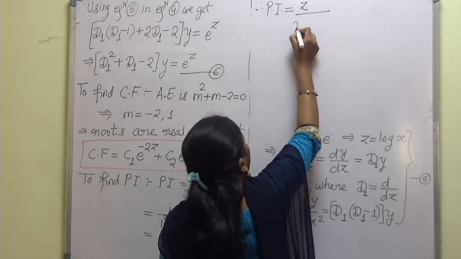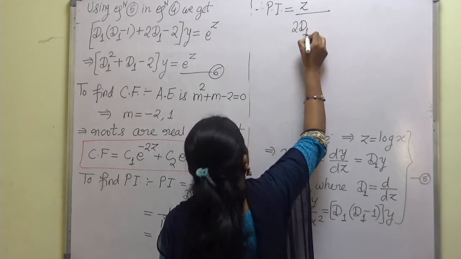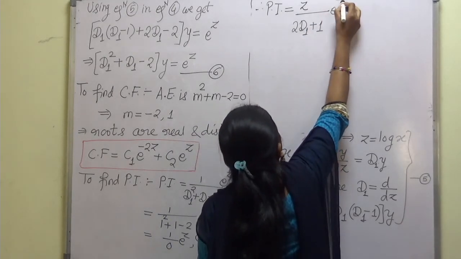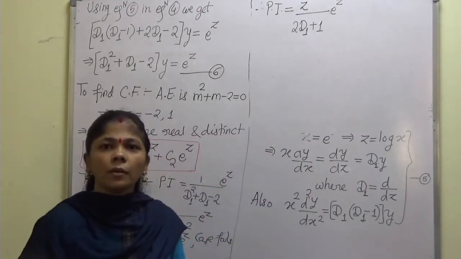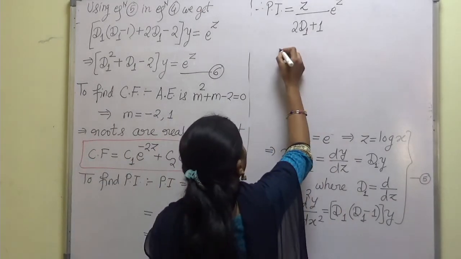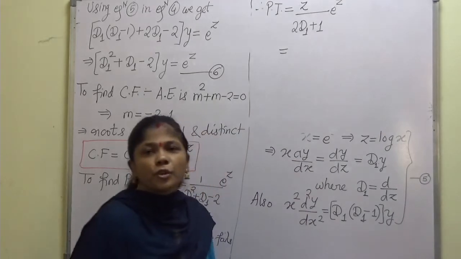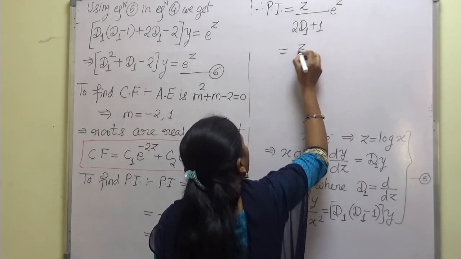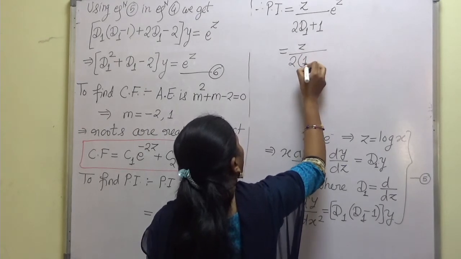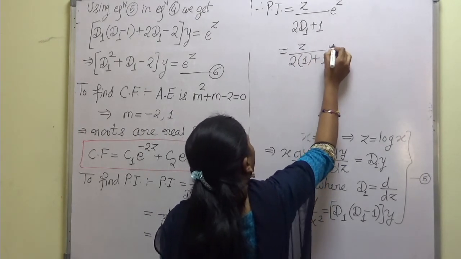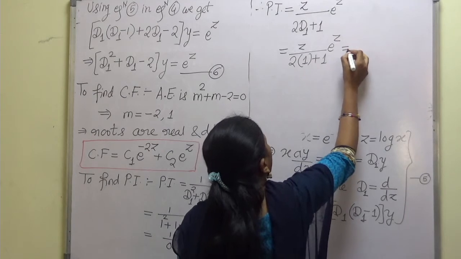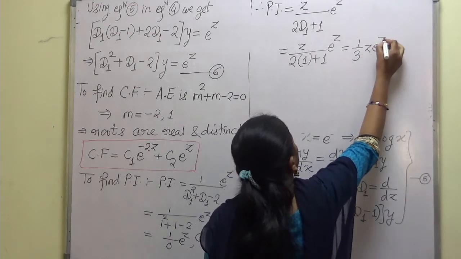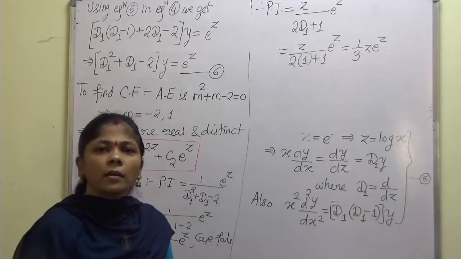So we multiply by z and differentiate with respect to D1. What will it be? 2D1 plus 1 operating on e raised to z. Now replace D1 by the coefficient of z again. So it will be z upon 2 into 1 plus 1 operating on e power z, which is 1 by 3 times z e raised to z. This is the particular integral.